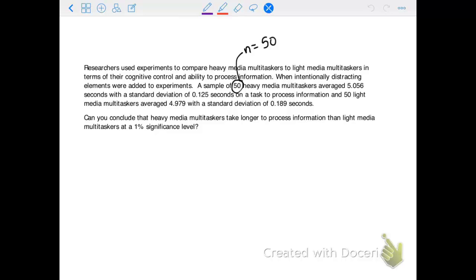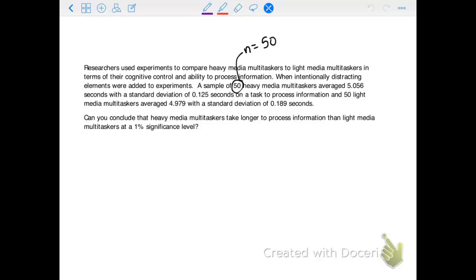All right, let's go ahead and look at yet another hypothesis test example. Researchers use experiments to compare heavy media multitaskers to light media multitaskers in terms of their cognitive control and ability to process information. So they did a bunch of tests, but this is one of them.